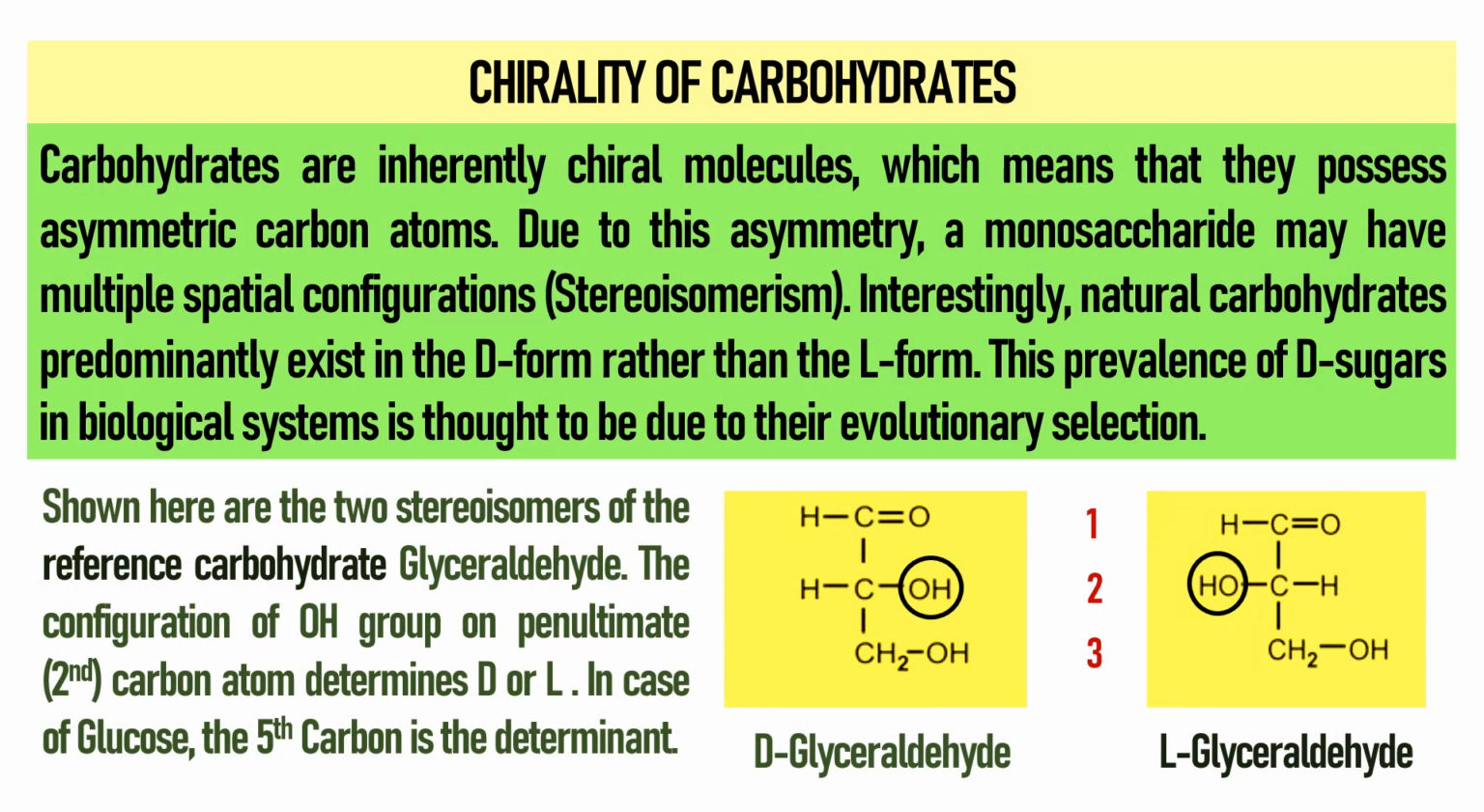Carbohydrates are inherently chiral molecules, which means that they possess asymmetric carbon atoms. Due to this asymmetry, a monosaccharide may have different spatial configurations. Interestingly, natural carbohydrates predominantly exist in the D form rather than the L form. This prevalence of D sugars in biological systems is thought to be due to their evolutionary selection.